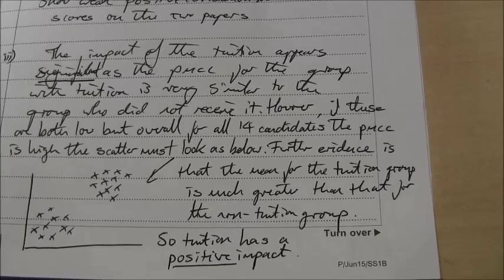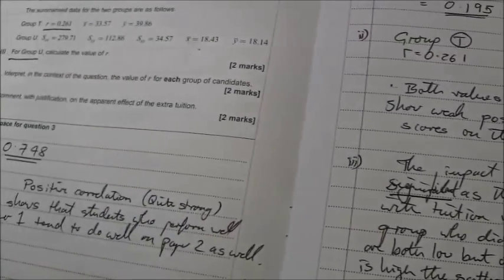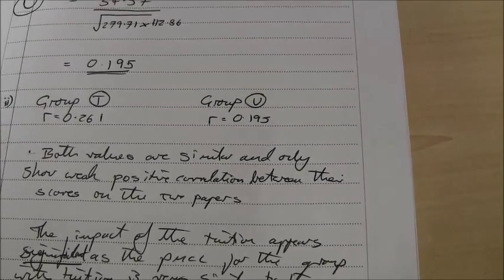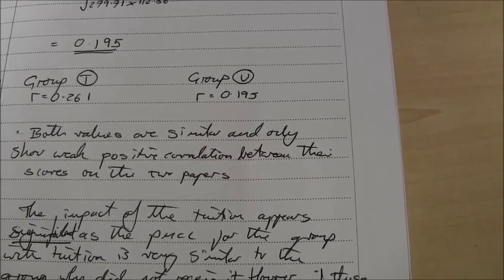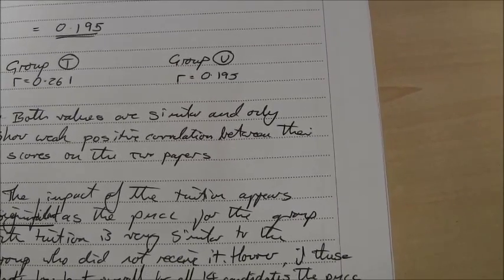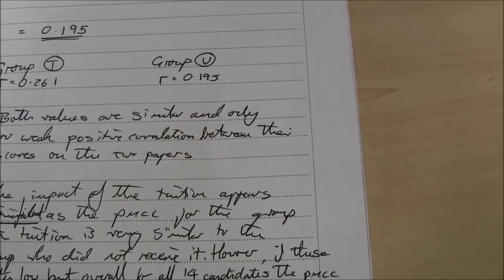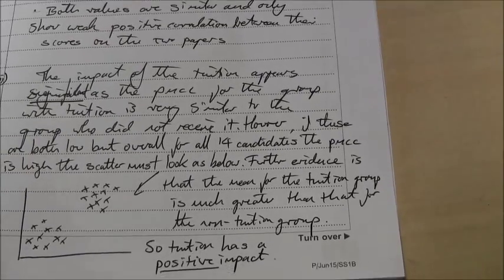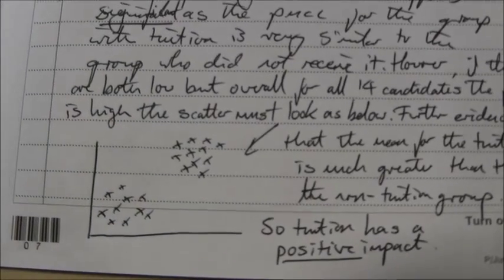Question number 3 asks us to comment with justification on the apparent effect of the extra tuition, and is worth 2 marks. Having worked out previously that the PMCC for Group T and for Group U were both very low, this would suggest that the tuition must be having some sort of effect, because in part 2 of the question, part A, we were asked to interpret our PMCC for all of the candidates as a whole. When we consider all the candidates as a whole, the PMCC is actually quite high. I would suspect the diagram looks as below.